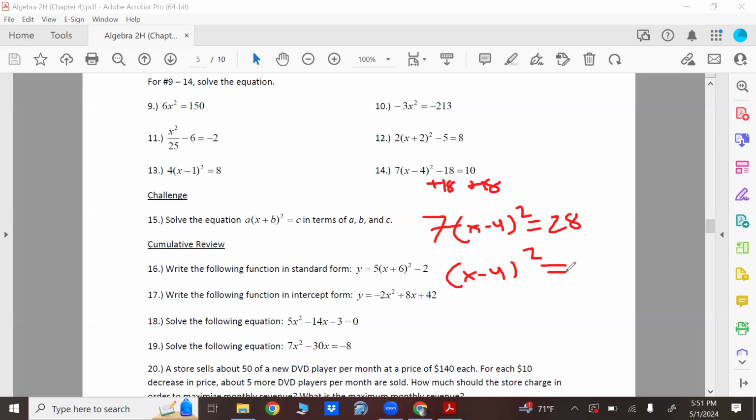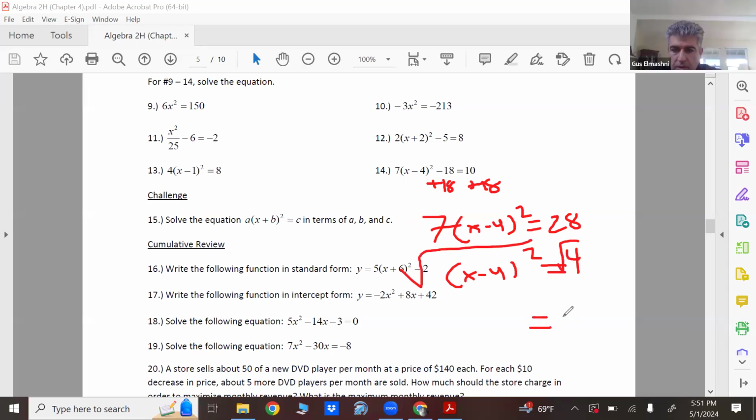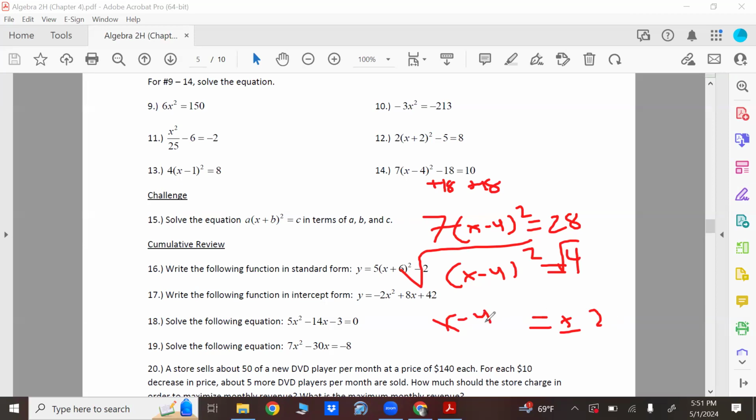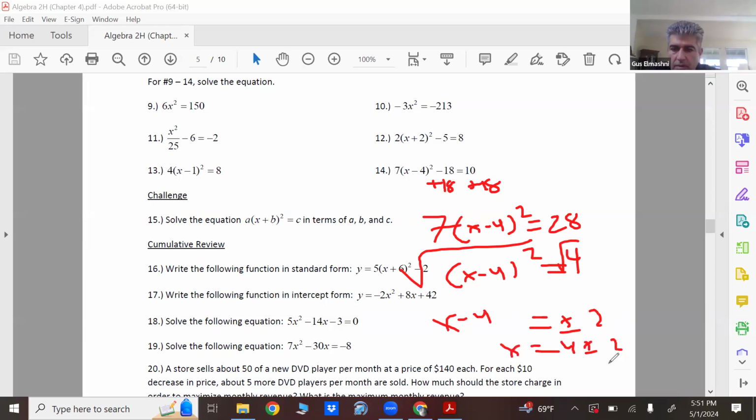So what's 28 divided by 7? 4. Yeah. Then you'll square root, that's 2, plus or minus 2. And then that's it. And then move it over: 4 plus 2, 4 minus 2. It's 6. So 6 or 2. Yep. Right, exactly. 100% correct.